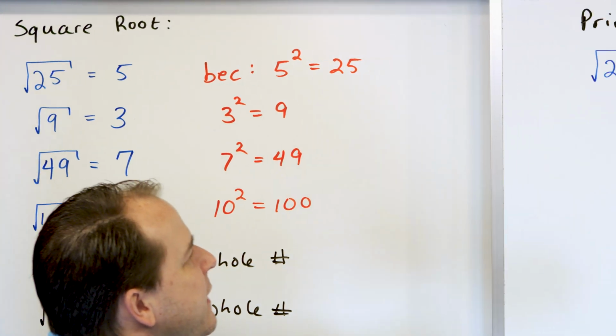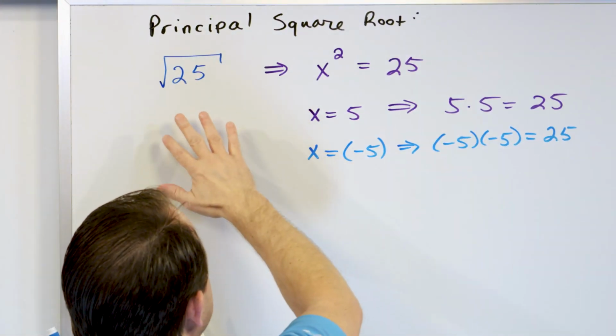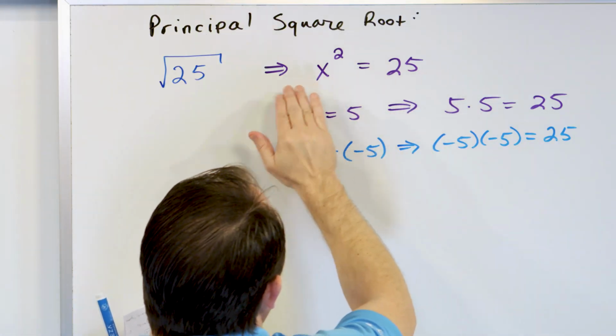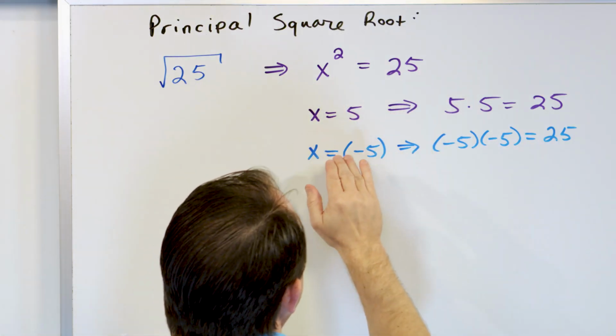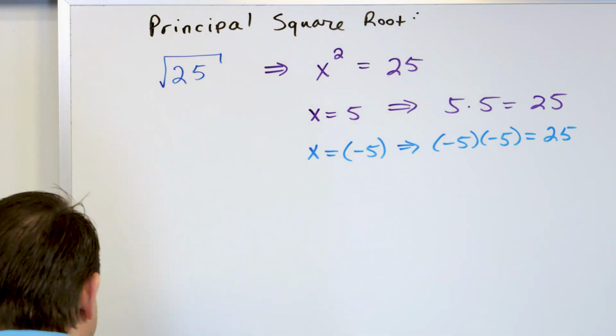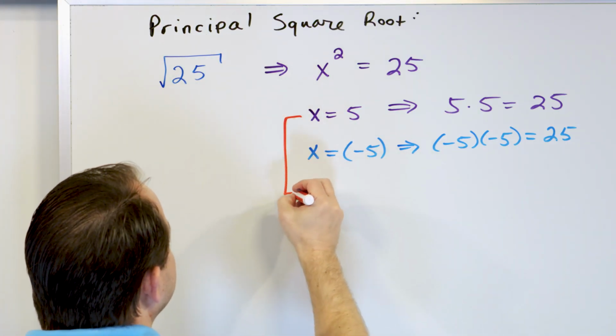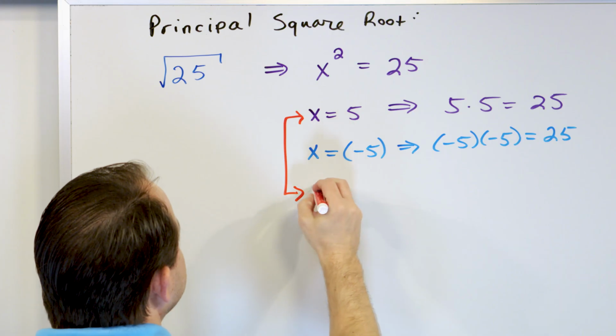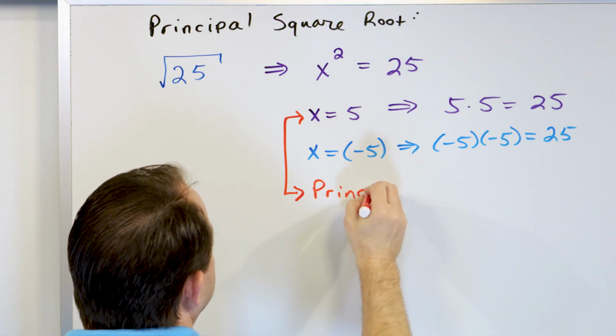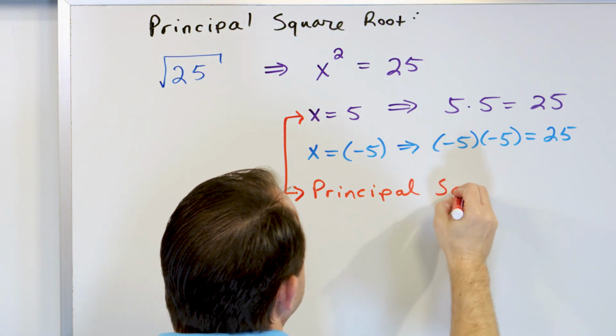It turns out that when you take the square root of a number, you're really asking yourself, what is it that satisfies this equation? There are always two answers to that. And what we say is that the positive answer, this one, we call this one the principal square root.